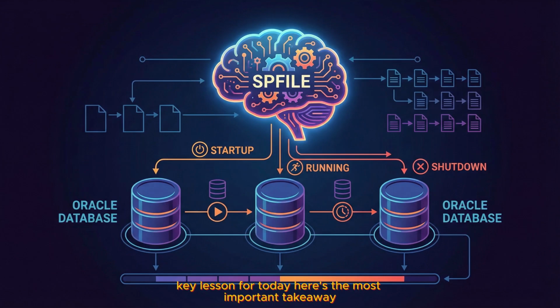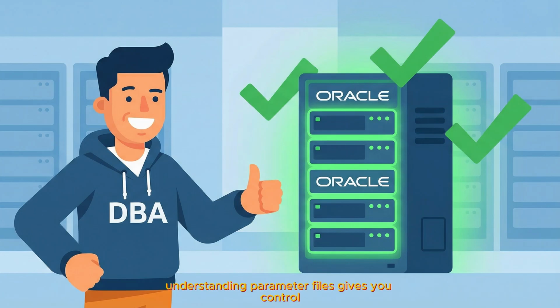Key lesson for today. Here's the most important takeaway. The SPFILE is the brain of the Oracle instance. Master it, and you control how your database behaves from startup to shutdown. Understanding parameter files gives you control, confidence, and stability as a DBA.